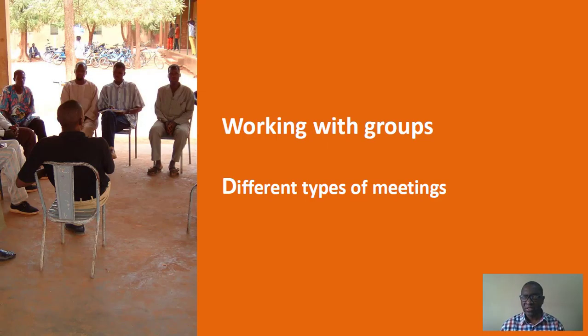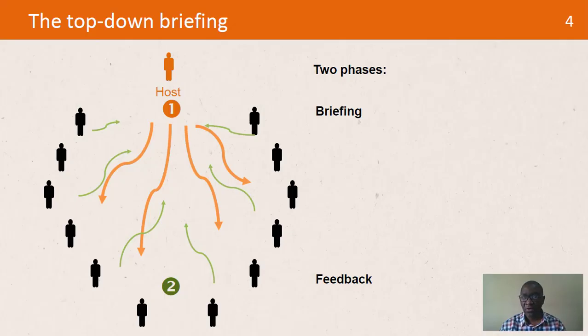Different types of meetings. The top-down briefing. When the meeting facilitator conducts a top-down information meeting, the objective is to be heard and above all understood by the participants. A top-down briefing consists of 2 main phases. 1. Briefing. To give information to a group of people in the form of a presentation or a briefing before an exercise. 2. Exchange or feedback.